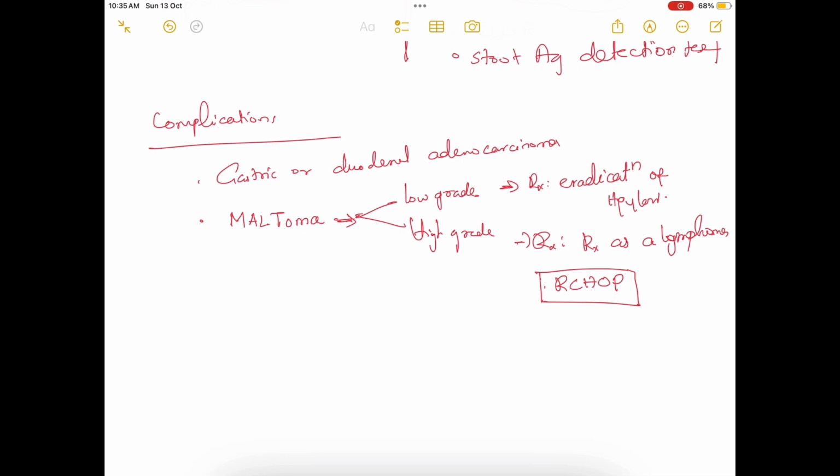Now coming to the complications, this is gastric or duodenal adenocarcinoma, most important. Then maltoma, which could be low grade or high grade. Low grade, we treat it as an H. pylori infection. We just give antibiotics, and in high grade we treat it as lymphoma.